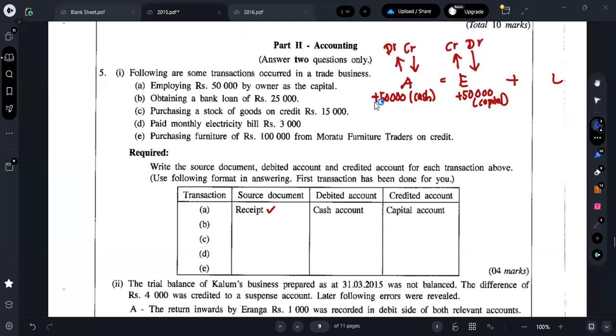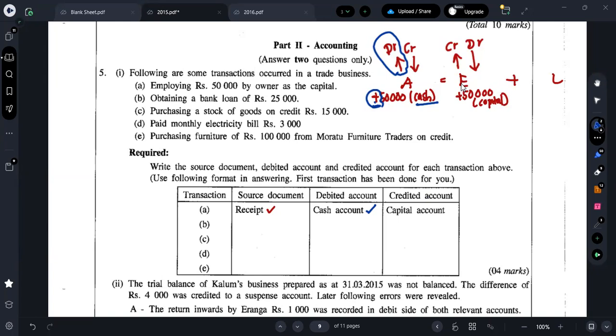Now, see here. Asset is increasing or decreasing? Sorry, asset is increasing, right? So if the asset is increasing, what's the double entry principle we have studied? Debited. What account should be debited? Cash account should be debited. Here, cash account should be debited. Now, credited as capital account, right?